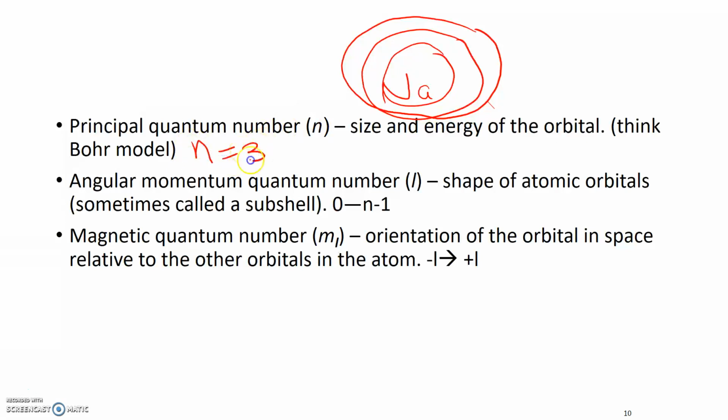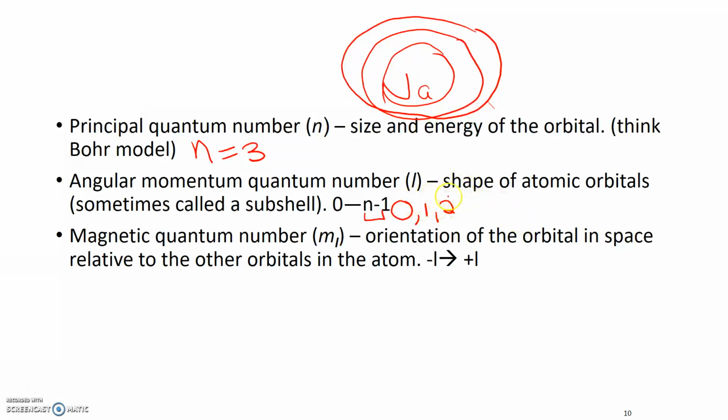N would equal 3. For the angular momentum, that's L, based on my N, I can have 0 all the way up to N minus 1. So in the case of an N of 3, like in sodium, I can have 0, I can have 1, and I can have all the way up to 2, because 3 minus 1 is 2.